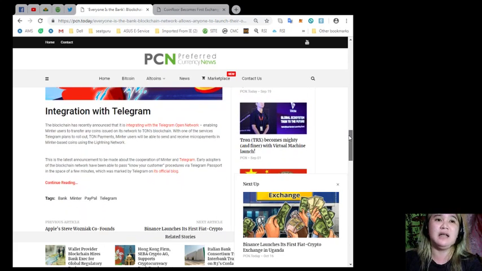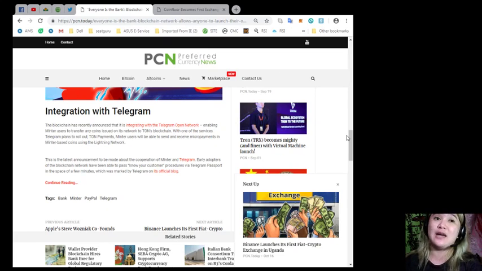Integration with Telegram. The blockchain has recently announced that it is integrating with the Telegram Open Network, enabling Mintr users to transfer any coins issued in its network to Ton's blockchain. With one of the services Telegram plans to roll out, Ton payments, Mintr users will be able to send and receive micropayments in Mintr-based coins using the Lightning Network.